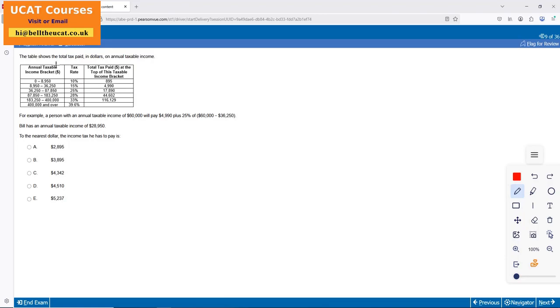So I'm on the UCAT website cracking a few questions. For example, this is a tax question here. So what's the plan? Bill has an annual taxable income of 28,950. He belongs to this bracket.